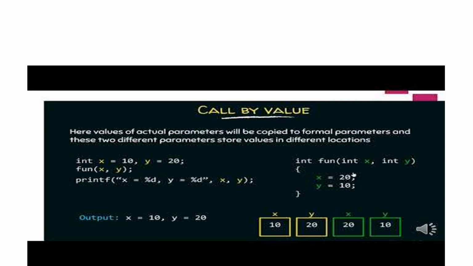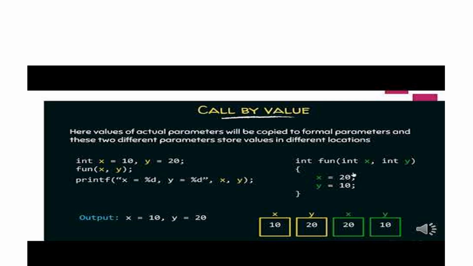So what will be the output? X is equal to 10, y is equal to 20. Here in the integer function, what are we doing? Integer x comma integer y. Here we set x equal to 20 and y equal to 10. These x and y are local variables, that is, variables used inside the function. This x differs from the x and y in main.